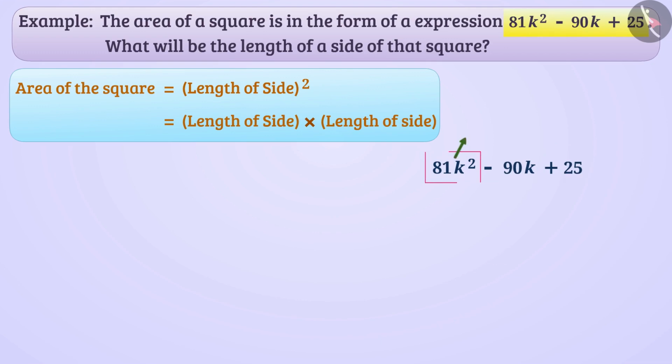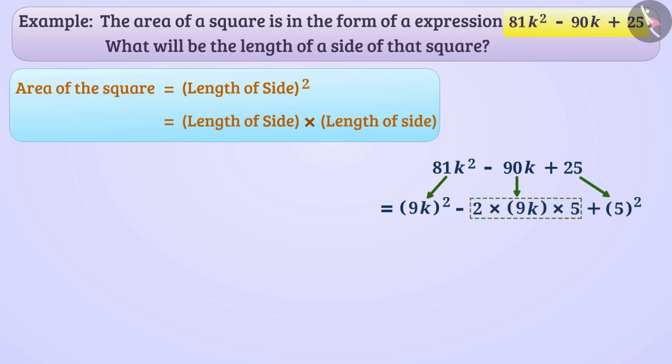The first term is a perfect square. We can write it as 9k square. The third term is also a perfect square, which we can write as 5 square. The second term can be written as minus 2 multiplied by 9k multiplied by 5. Observe that the second term is negative.